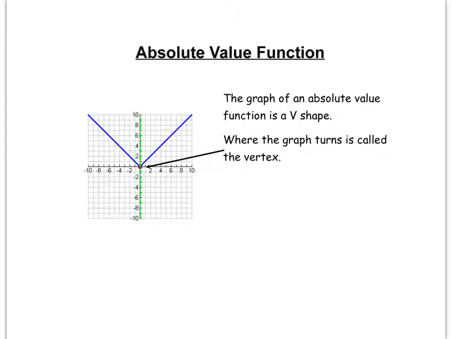Okay, as we just said, an absolute value function, when you graph it, makes a V. So this blue right here is an absolute value function, y equals absolute value of x. And the point where our V turns around is called the vertex.